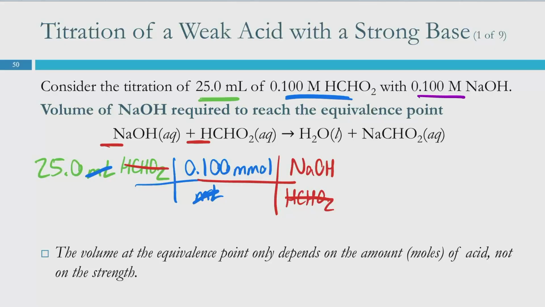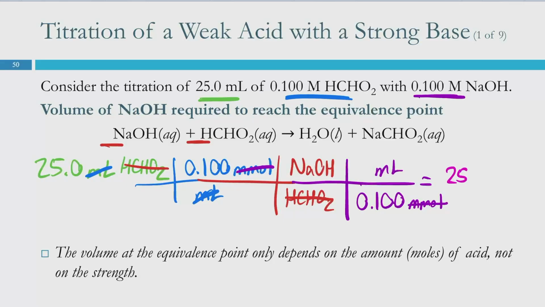And then we can convert to milliliters for our last step. So divide by 0.100 millimoles. That puts milliliters on top. And we'll get a volume of 25.0 milliliters, because the 0.1s cancel each other out. So we need to add 25 milliliters of sodium hydroxide to get to our equivalence point.